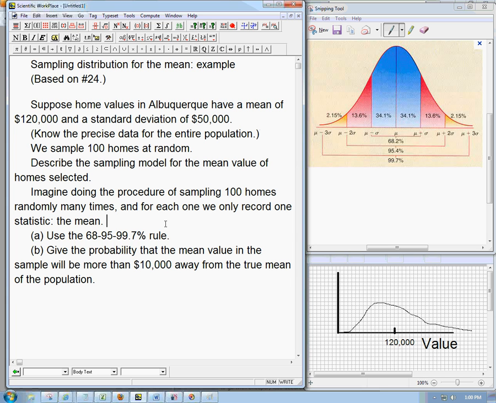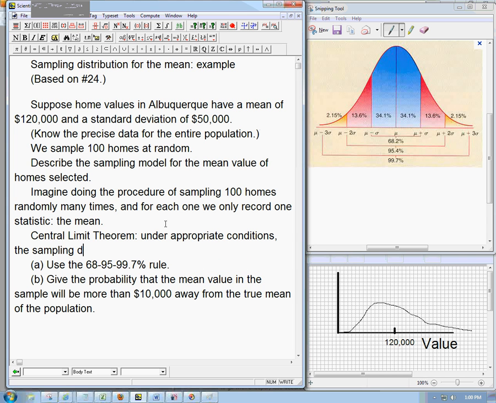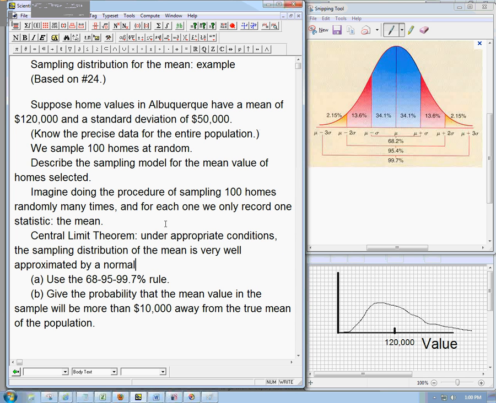Okay, so the key is the central limit theorem. And that says, under the appropriate conditions, the sampling distribution of the mean is very well approximated by a normal distribution, and we'll say what particular normal distribution in a minute. That's why I have this nice colorful picture I got off the web of a normal distribution. When we sample the average of a bunch of samples over and over again, we actually will get this distribution. I don't know if you can see my cursor up here. I'm pointing to the nice colorful bell curve.